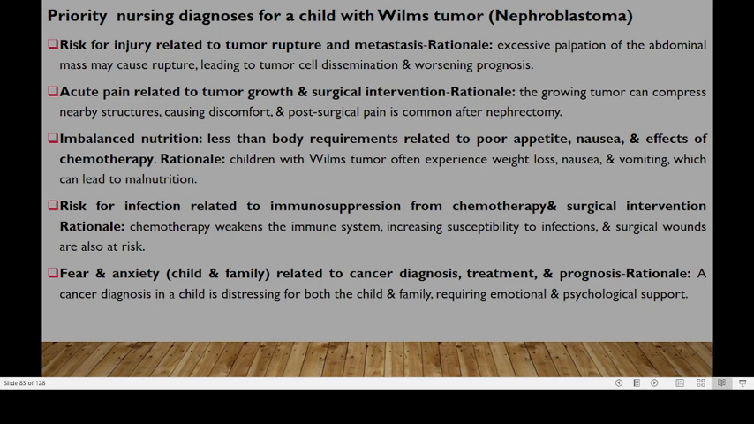Imbalanced nutrition less than body requirements related to poor appetite, nausea, and effects of chemotherapy. As you know, children with Wilms tumor often experience weight loss, nausea, and vomiting, which can lead to malnutrition. Risk for infection related to immunosuppression from chemotherapy and surgical intervention. We all know that chemotherapy weakens the immune system, and this will increase susceptibility to infection. Surgical wounds are also at risk.